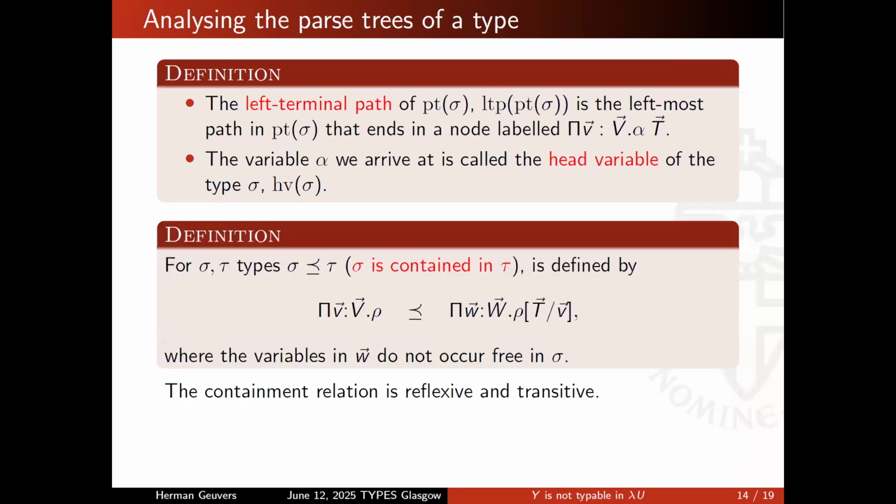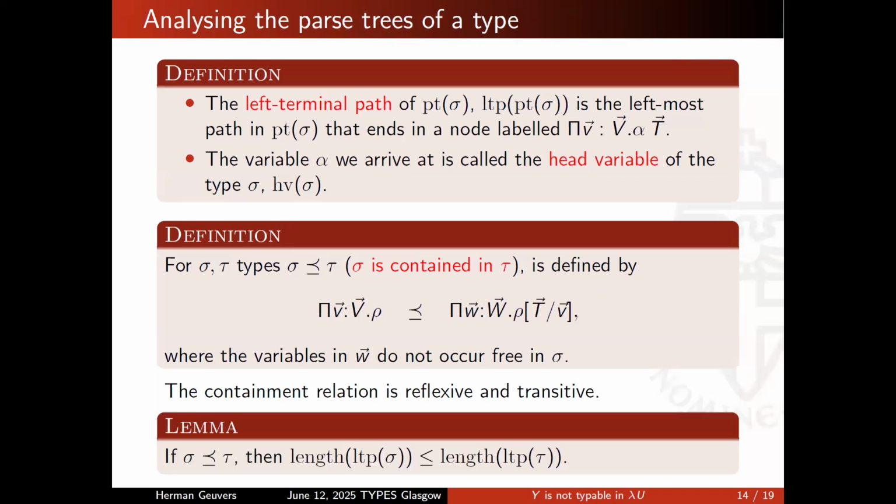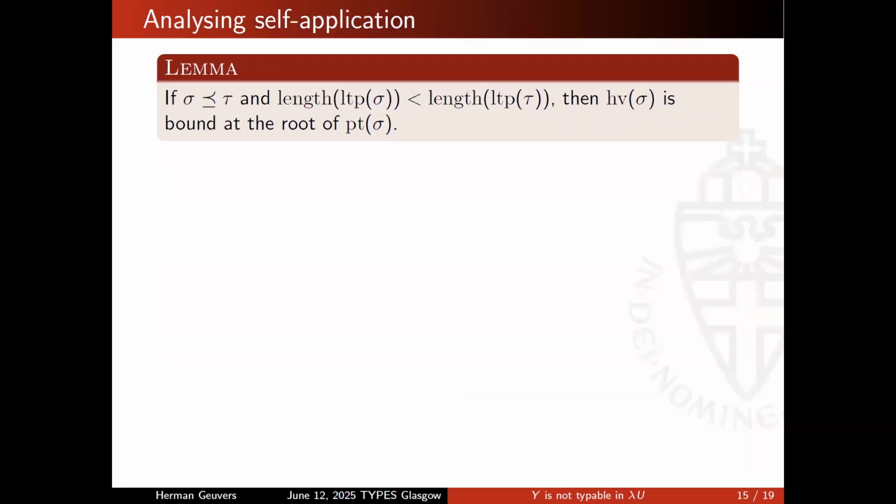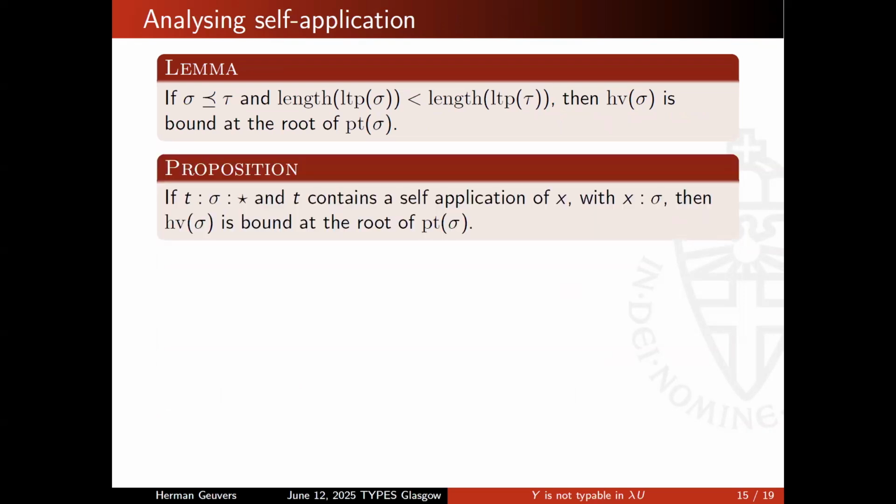And you can talk about types being contained in each other. Basically, if it's just a type, you can instantiate some of the V's and you can do some abstractions. That's what I call containment. And the nice thing to know is, if sigma is contained in tau, then the length of this left terminal path is less than or equal to the left terminal path of the other one. Now, sometimes this one is really less than that one. That can only happen if this head variable is bound at the root of this parse tree. Otherwise, that cannot happen. So that's an important lemma, some kind of syntactical analysis, not really difficult, but you have to look at that. And then we have this important proposition. If T contains a self-application, then this head variable is bound at the root of this parse tree.